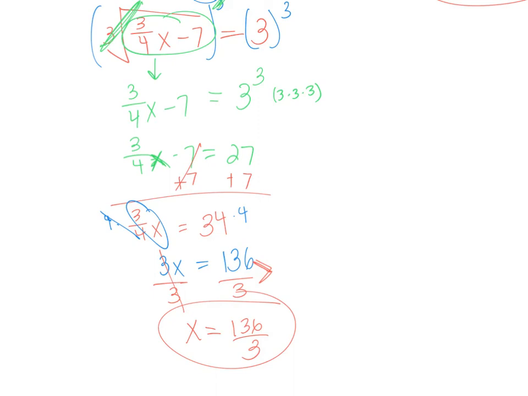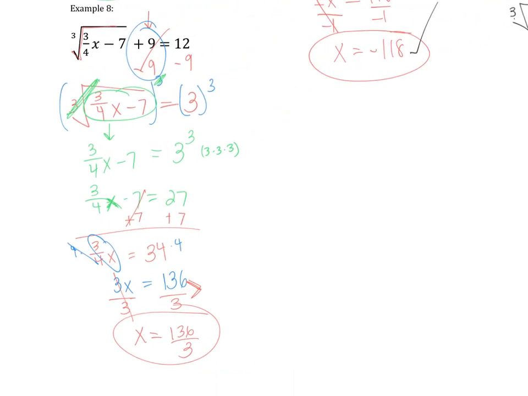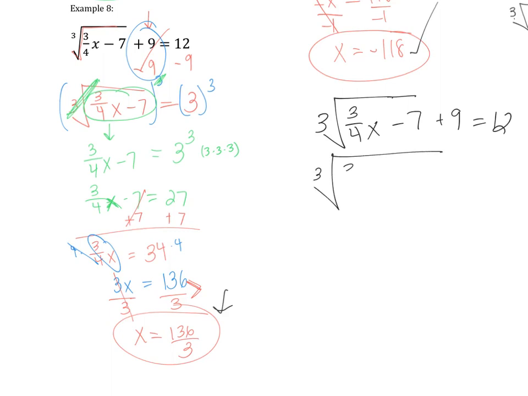Now what I'm going to do, just like any other problem, is check to make sure that this is the correct answer. Okay, so I'm going to go ahead and write my problem down again. And then I'm going to plug in for x. So here I am plugging in for x. Minus 7 plus 9 equals 12.